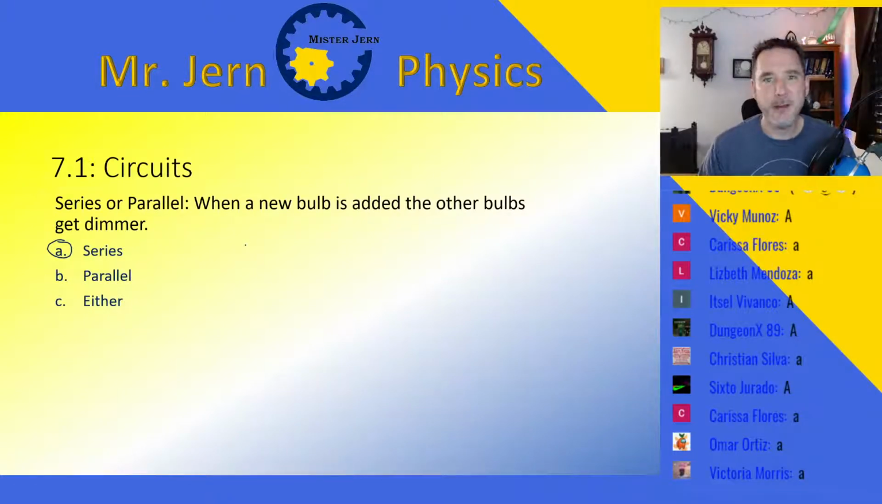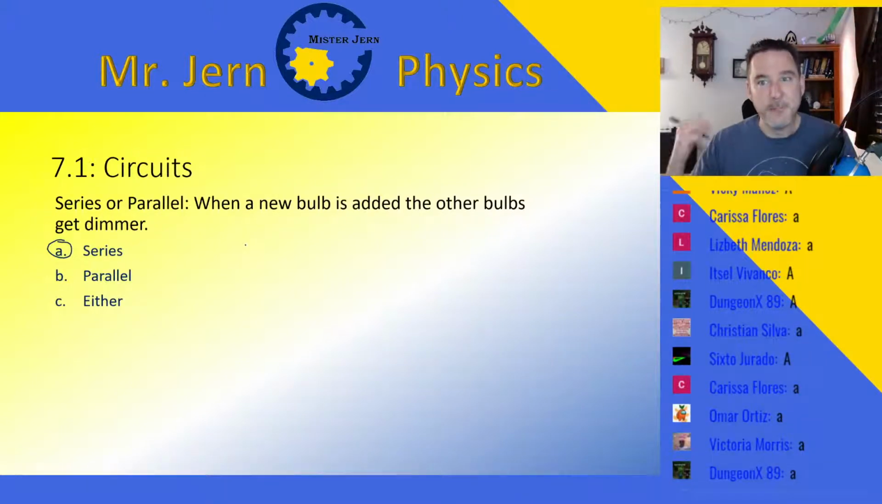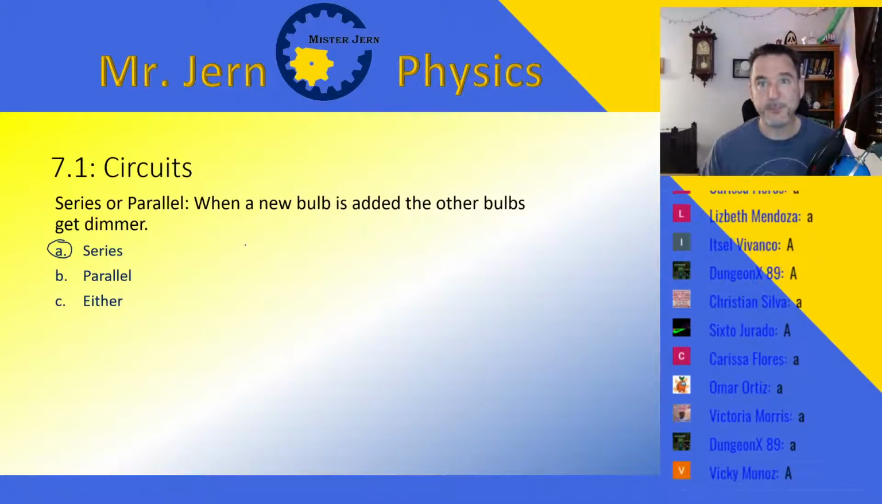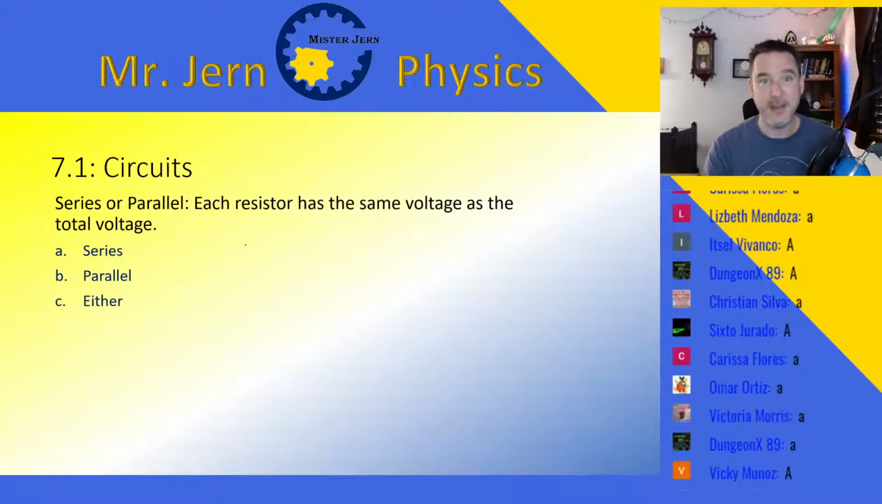series, because every time you add a new bulb, which is a resistor, you're adding resistance. So every time you add resistance, it slows the whole operation down. It slows the entire circuit down. So everything gets dimmer. There's just not enough energy to go around, okay? Because the battery is trying to push through all of it at once, and it's not easy.